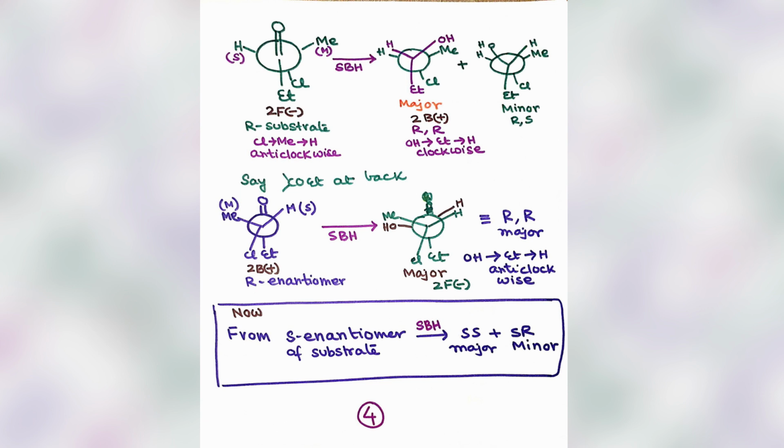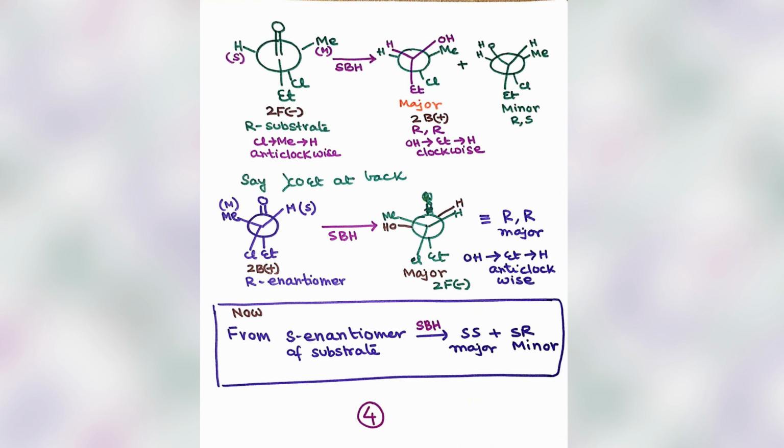So for that purpose, the first thing is we have to give the priority to the chiral center. So if we give the priority to the chiral center, chlorine will be the first priority, CO will be the second priority, methyl will be the third priority, and the hydrogen will be the fourth priority.